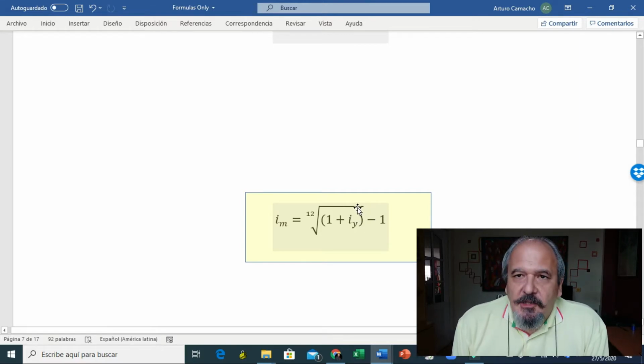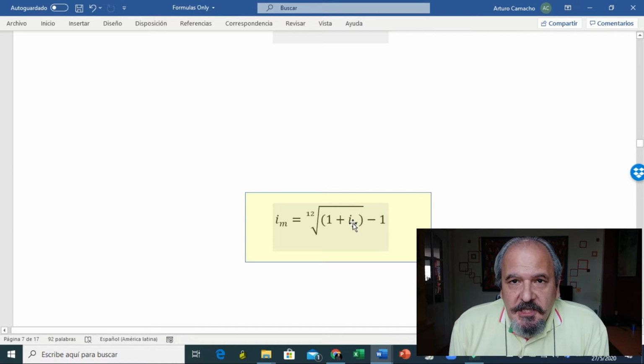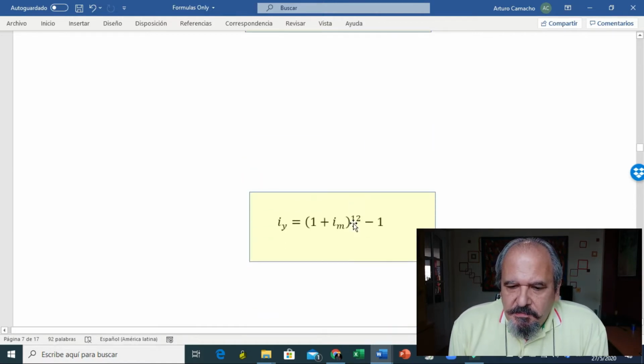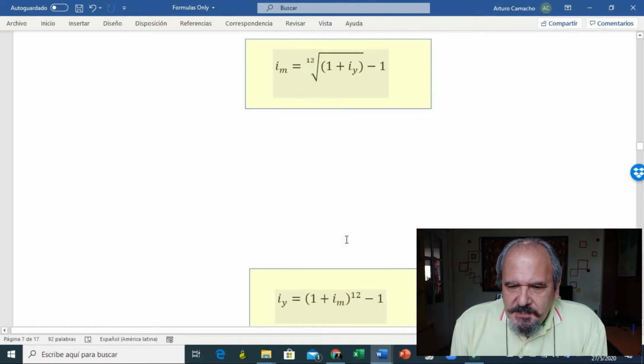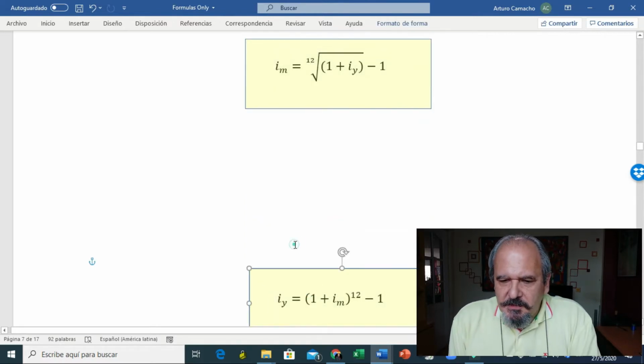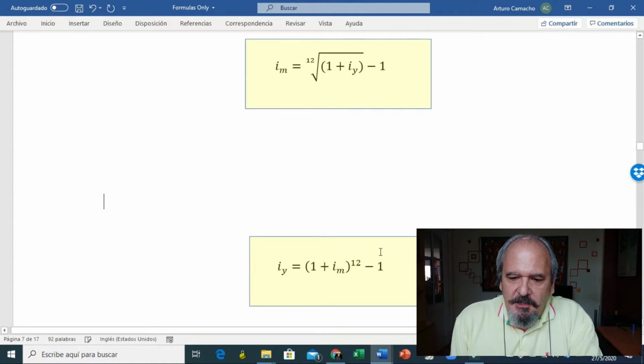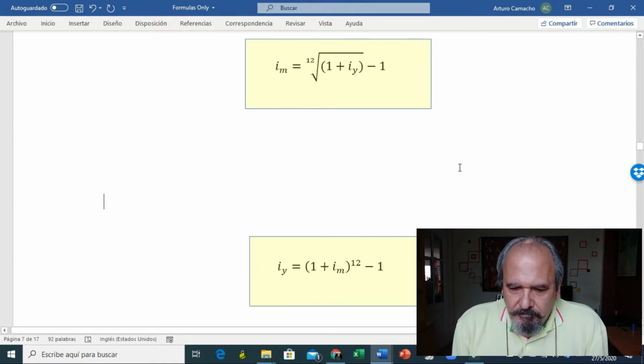Or we can clear the yearly interest if we have the monthly interest, and it's very simple. It's 1 plus i sub m to the 12th, all that minus 1. So these two formulas we're going to need very much when building business cases, so please keep them in mind.